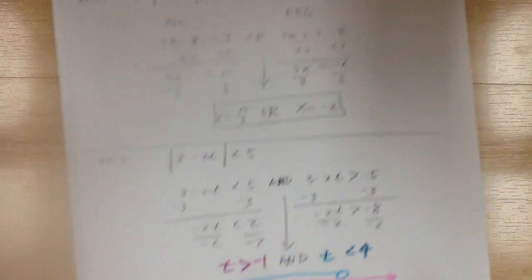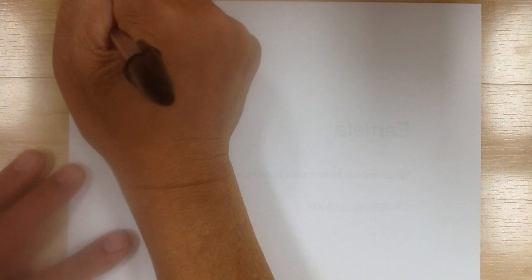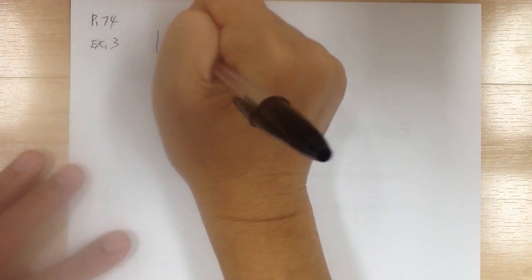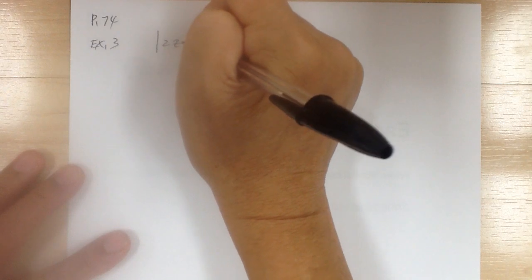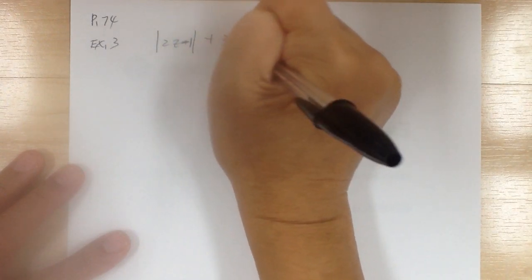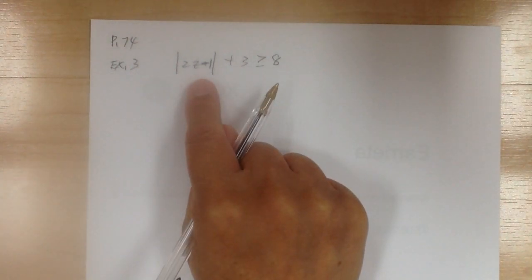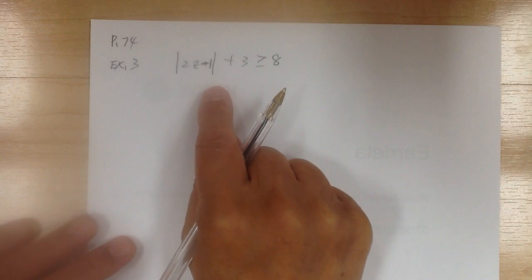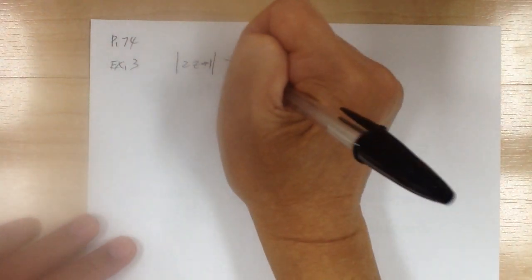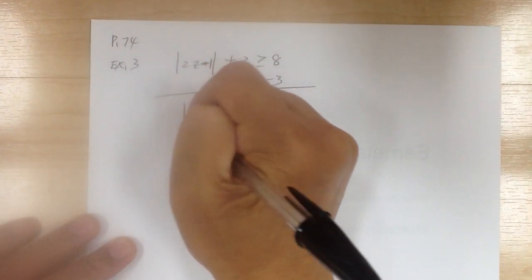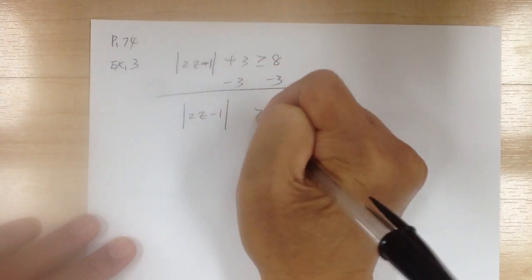Okay, let's go to example 3. You have the absolute value of 2z minus 1, plus 3, is greater than or equal to 8. Remember, the first thing you have to do is isolate your absolute value. So don't make this into two inequalities right away. You need to isolate that absolute value. So minus 3 on both sides. So your absolute value of 2z minus 1 is greater than or equal to 5.